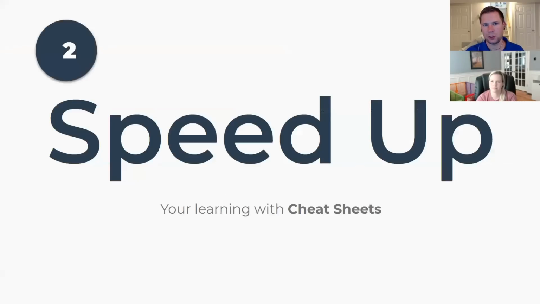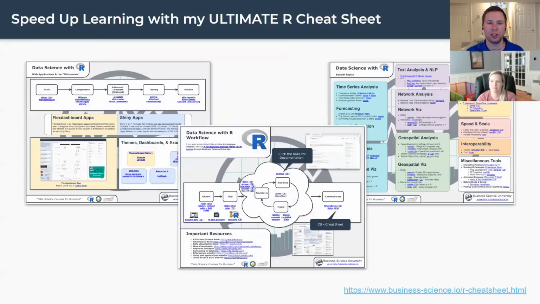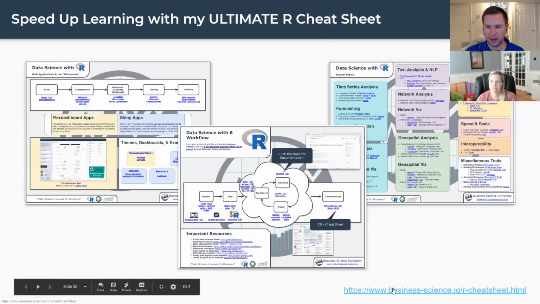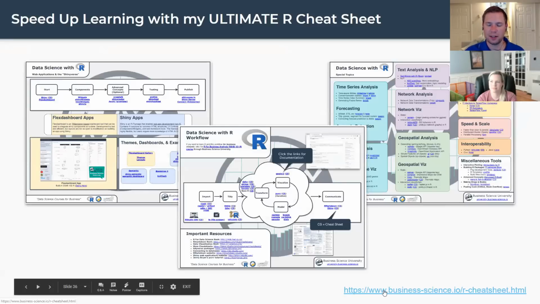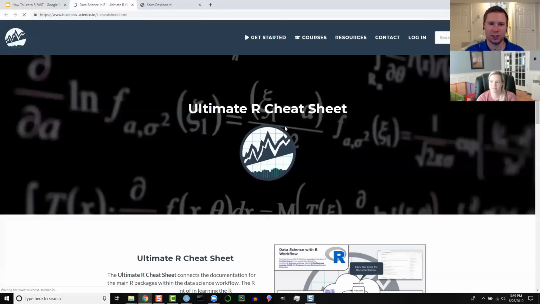All right, so that was strategy number one. Strategy two is speed up your learning. And how we do that is with cheat sheets. The crazy thing that I started to do when I was analyzing all of this stuff: I'm going to show you a website right here, and I want you guys to go here. I created this thing called the Ultimate R Cheat Sheet.